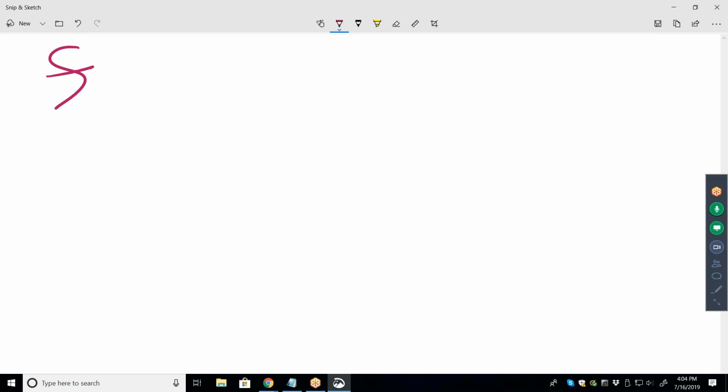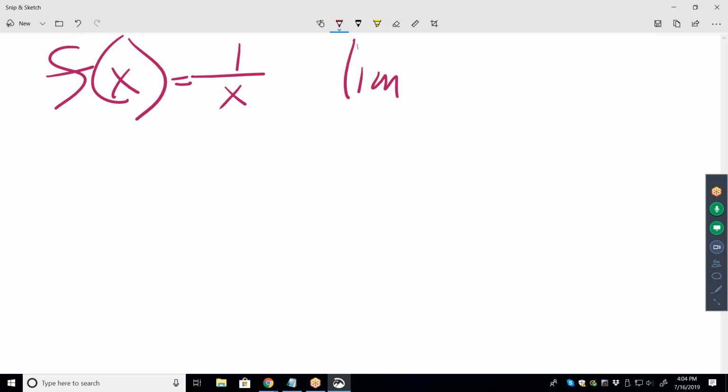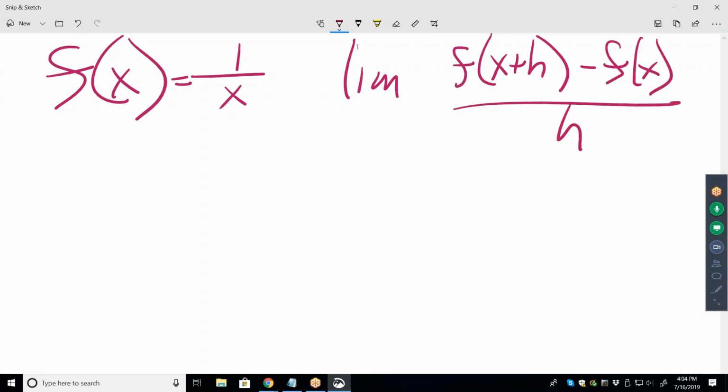In this case, f of x is 1 over x. So we want the first derivative of that. And the first derivative is this. This is the official definition of first derivative. They force you to do it when you first learn calculus, and then you never do any of them like this anymore. This is the last one we're ever going to do.